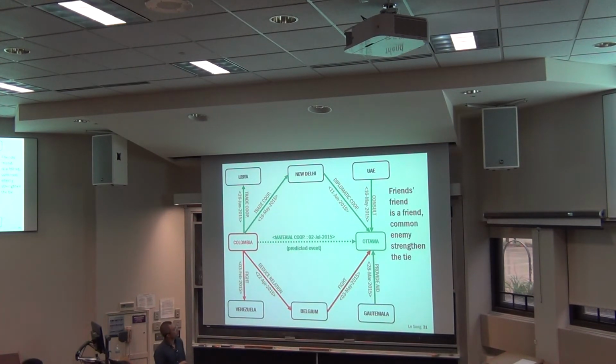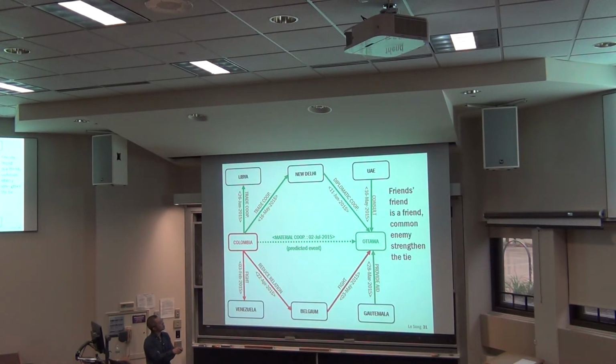In this case, the COOP is some kind of cooperation, right? And fight or reduce relationship is some kind of trade fight. Okay, so here is Colombia, Ottawa. The actual event happened is this material cooperation. It's also predicted very accurately.